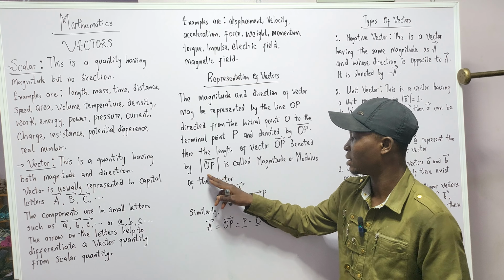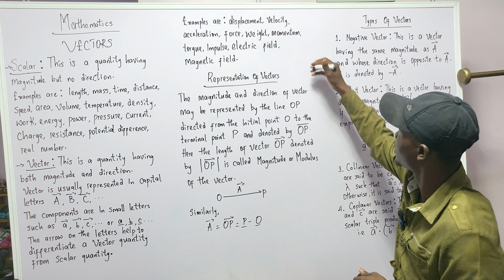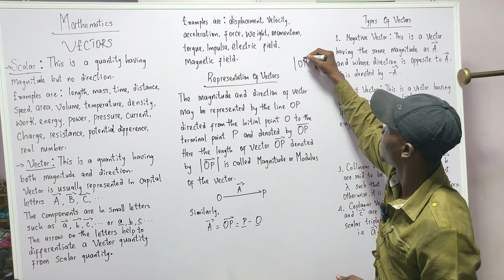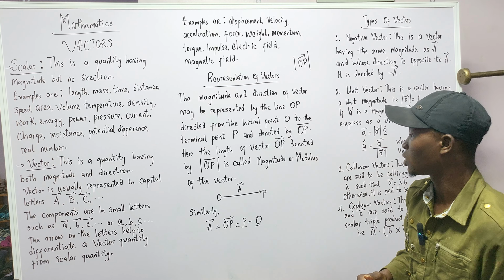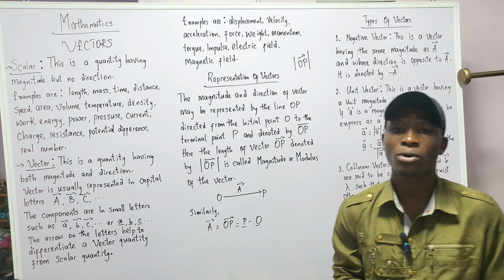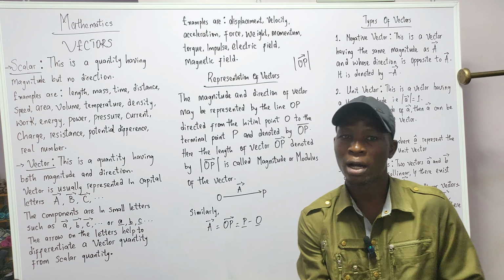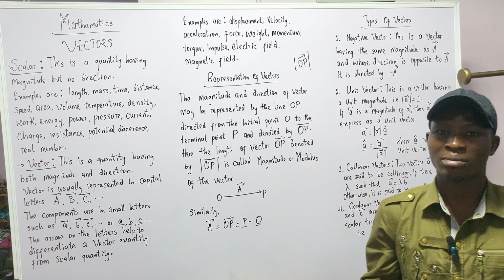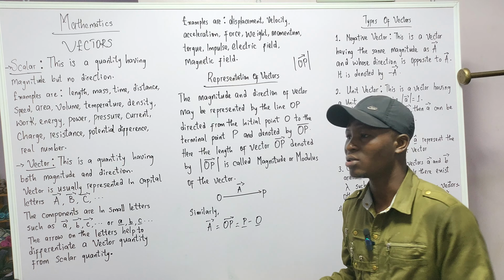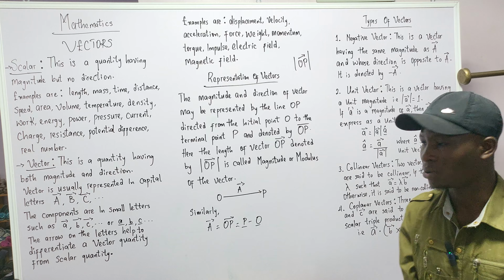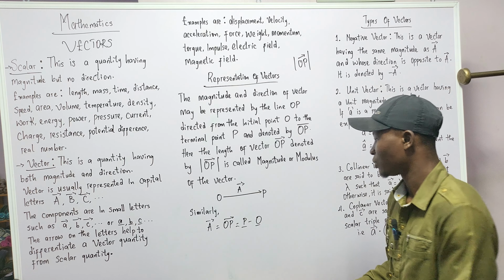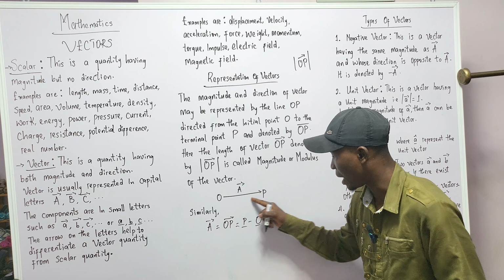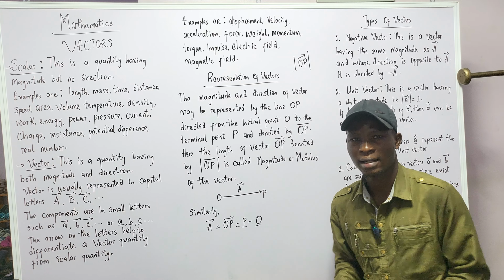Once you see something like this, a slash, it is called magnitude, or you can also call it modulus. Magnitude and modulus are the same thing. So if they ask you to find the modulus, it's the same as saying find the magnitude of the vector.